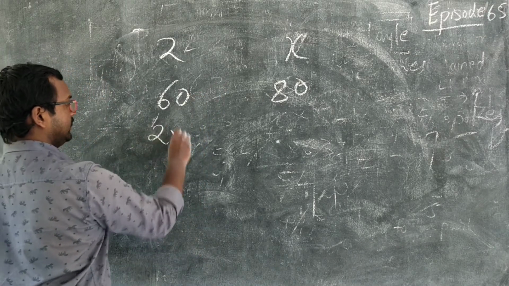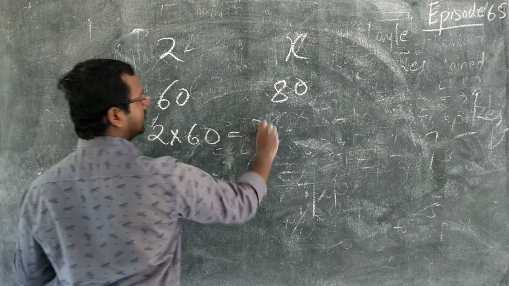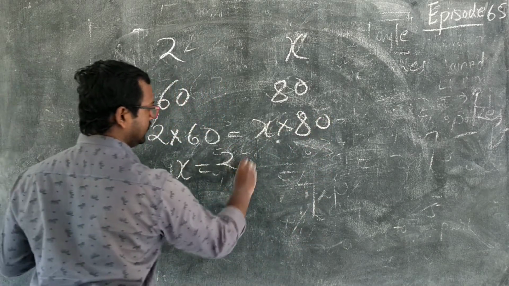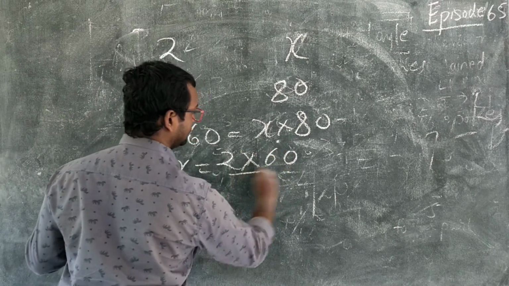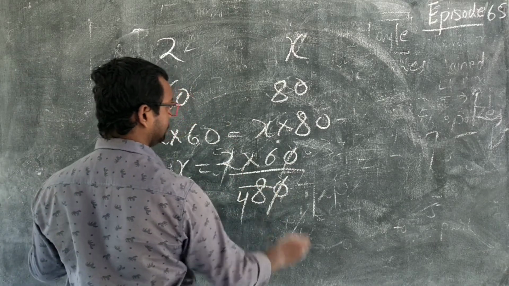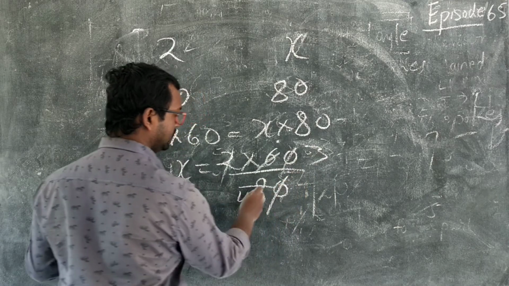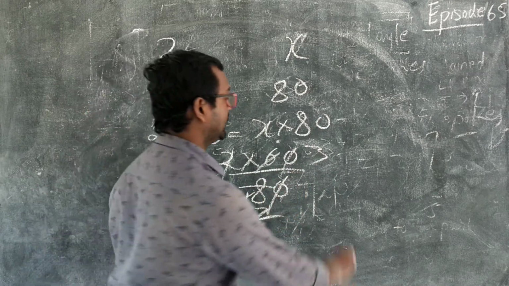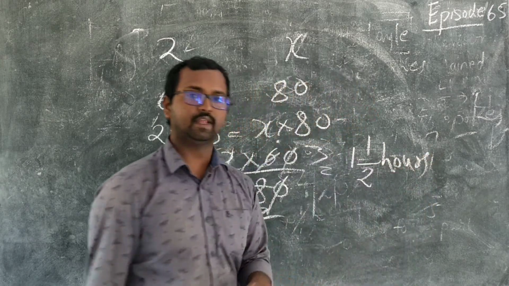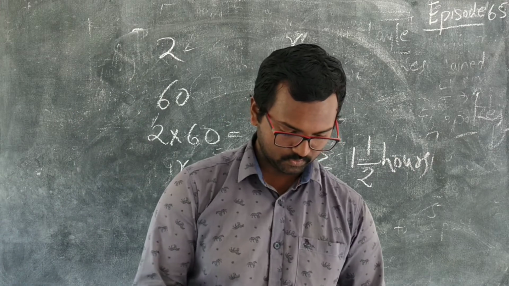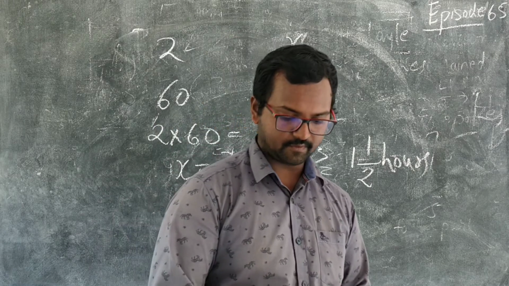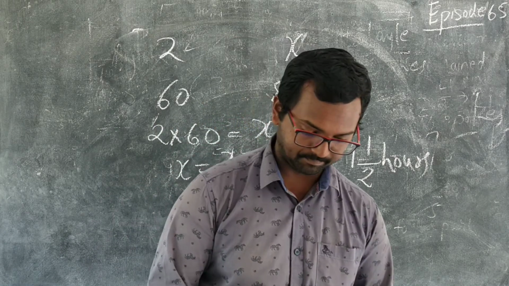So, we want to find x1, y1, x2, y2. From here, we have to find the value of x is equal to 2 into 60 by 80. 0 and 0 will get cancelled. 2 4s are 8, so 6 by 4, 2 3s are 6, 3 by 2 is 1.5 hours. So it will take 1.5 hours when traveling at a speed of 80 kilometers per hour.